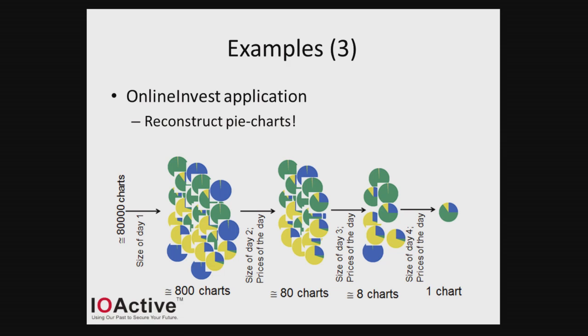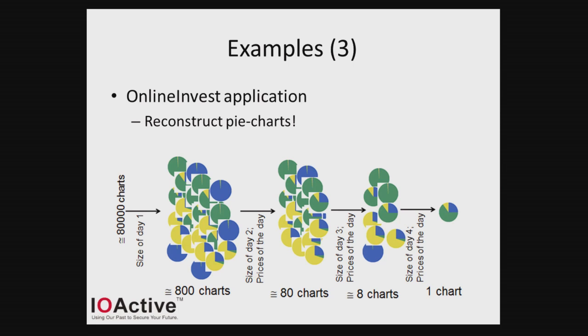And another really interesting one was the online invest application. What they did there, they were able to reconstruct pie charts. So there was this online invest application which you could use to manage your stocks. And they worked with a few assumptions here. They basically said, well, okay, we assume the user has 3 different types of stocks, and for the course of a week, the user doesn't sell or buy any new stock. But we still want to figure out what kind of stocks he's got, right?